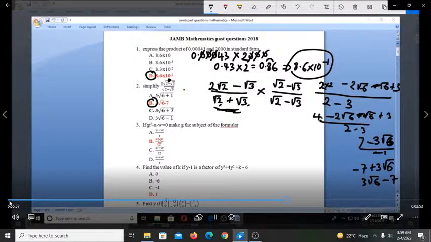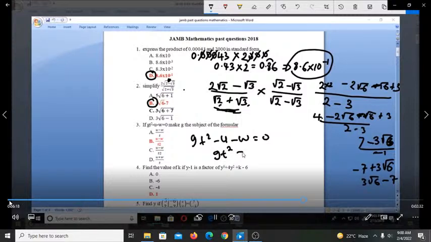Now let's look at number 3 question. We have GT, if GT squared minus U minus W is equal to 0, make G the subject of the formula. To do this, you can take the other things to the other side so that we have only the one you want to make the subject.